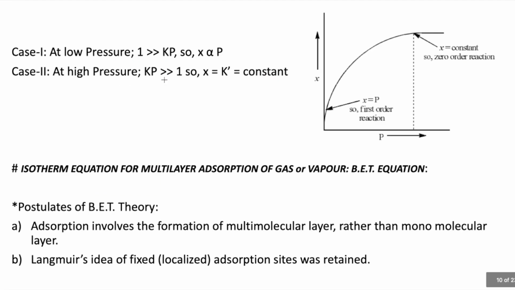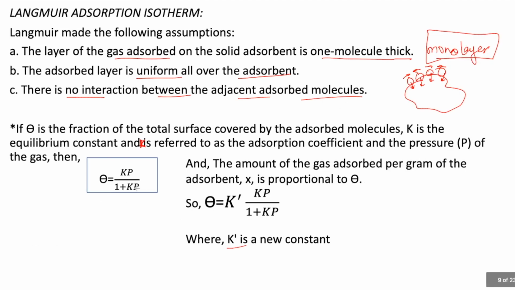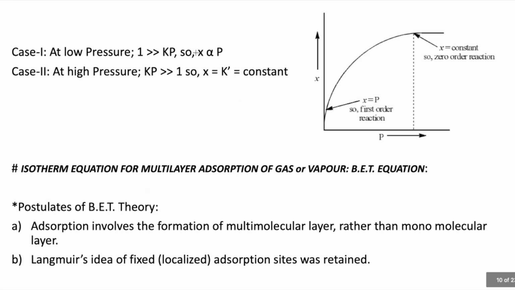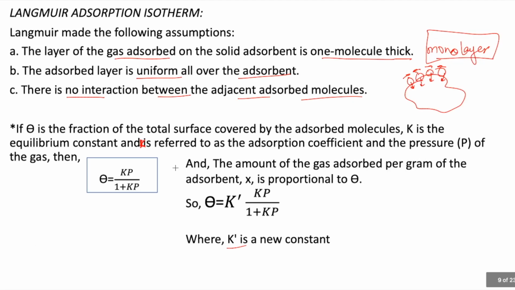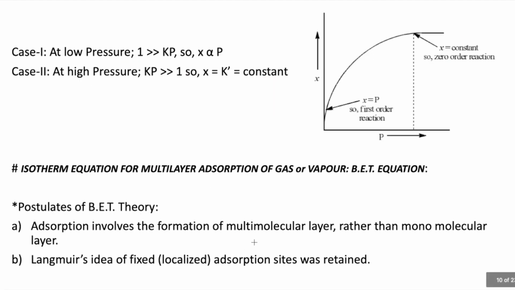Alright, so according to our Langmuir adsorption isotherm, at low pressure, in the denominator this 1 will be very much greater than Kp. Then the equation is going to follow in this way: theta is going to be proportional to P. Theta is the surface coverage, and theta is proportional to X, so you can say that X is proportional to P. Okay, that is happening at low pressure. So X is proportional to P at low pressure, and that's why you are seeing that it's a first order reaction initially.